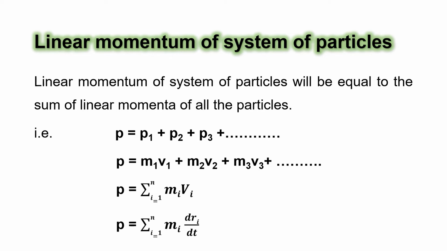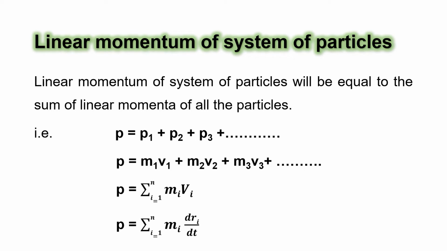Now substituting the values, p1 will be equal to m1 v1, p2 will be equal to m2 v2, and p3 will be equal to m3 v3 and so on. So we can write p equal to m1 v1 plus m2 v2 plus m3 v3 plus so on. And you know that for the sum of all the particles you have to write the summation, from i equal to 1 to n. So p is equal to the summation over i from 1 to n of mi vi, where vi is the velocity of each particle.